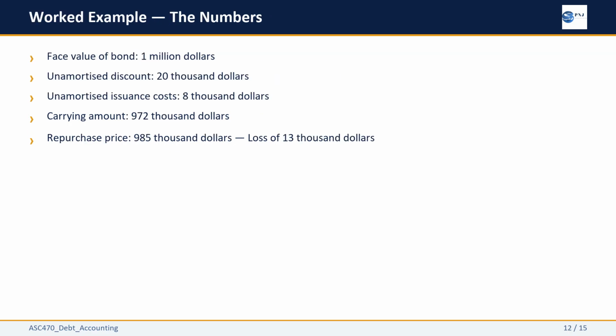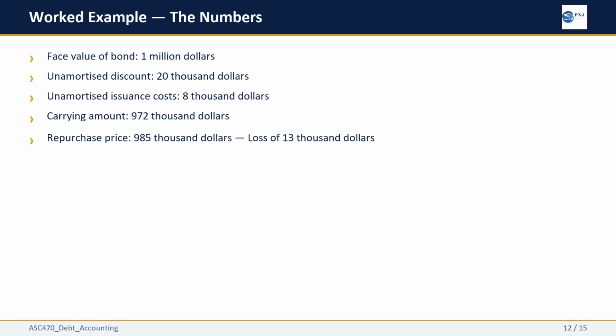Let us put the formula to work with a concrete example. A company holds a bond with a face value of $1 million. The bond was originally issued at a discount, and $20,000 of that discount remains unamortized. There are also $8,000 of unamortized issuance costs on the balance sheet. The carrying amount is therefore $1 million minus $20,000 minus $8,000, which equals $972,000.